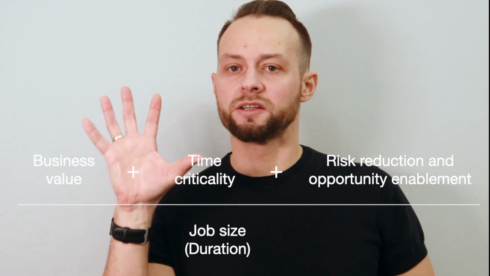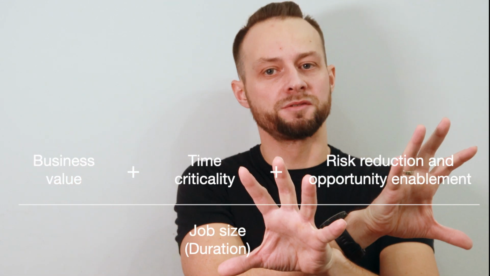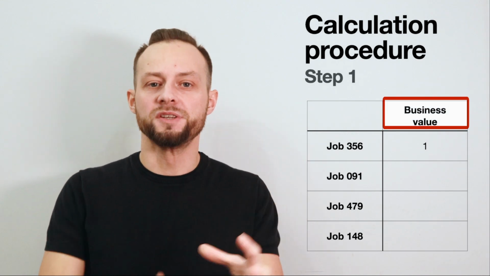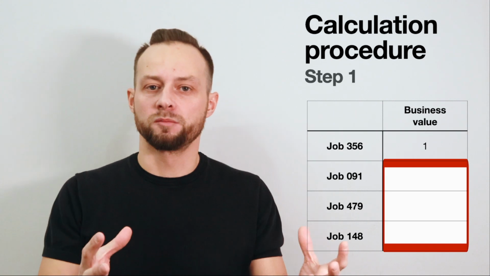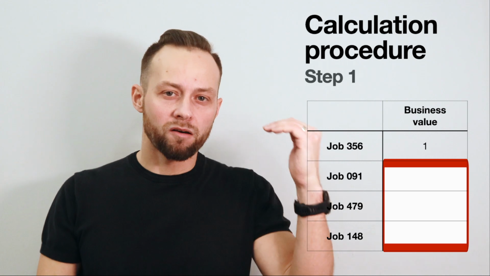The sum of client and business value, time criticality, risk reduction and opportunity enablement is divided by job size. Step 1. Start by evaluating only the first term, business value. Choose the least valuable job in the list. Set it to 1. Then estimate other jobs relative to 1. How much more valuable are they? Fill in all the cells in the column, in this first column.